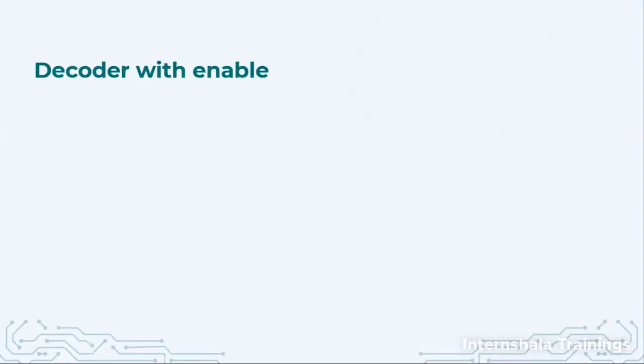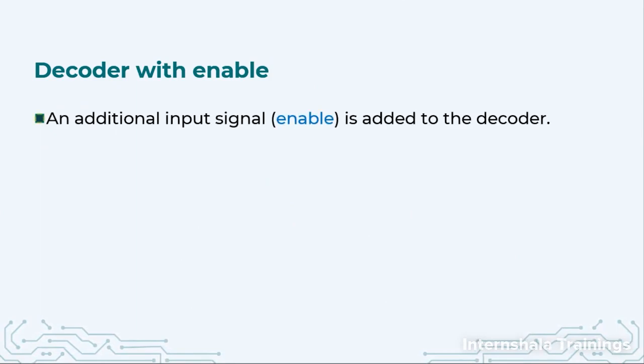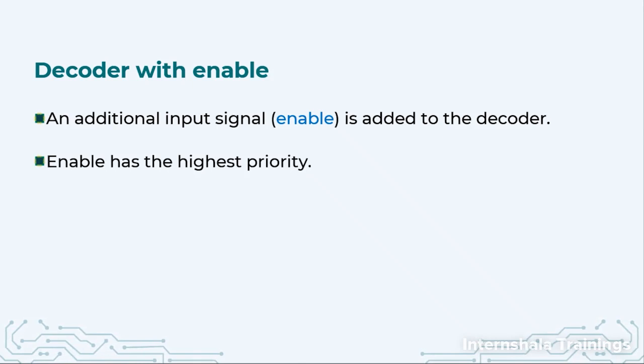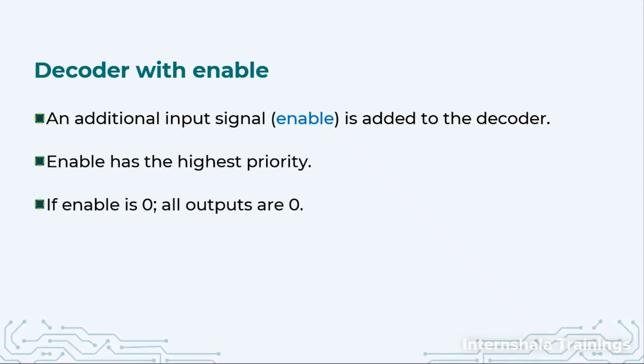So decoder with enable, we are going to put one additional input signal and that is called enable. Now what is this signal going to do? Enable will always be at the highest priority, and if enable is 0, then all the outputs of the decoder are set to be 0. That means the circuit is disabled. And when we put enable equal to 1, then the decoder is going to work normally.